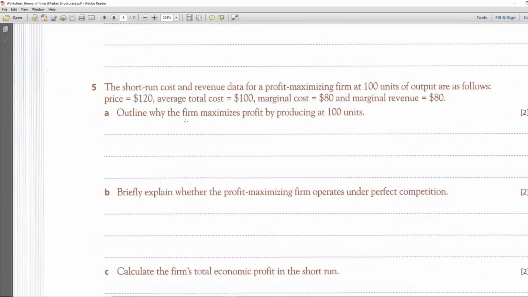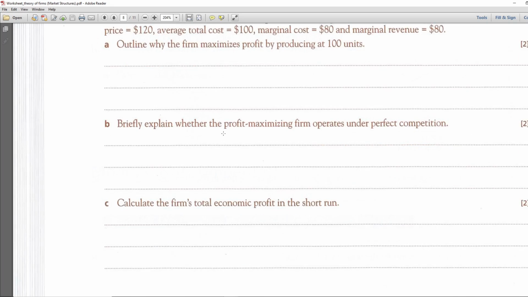Can someone explain this? Why does the firm maximize profit by producing at 100 units? Exactly, because currently they are producing at 100 units, and in the current situation, look at the MC and the MR. They are equal. That means you are already profit maximizing, and that's why they are going to produce at 100 units. That is the best for them if they are focusing on profit. So that's A.